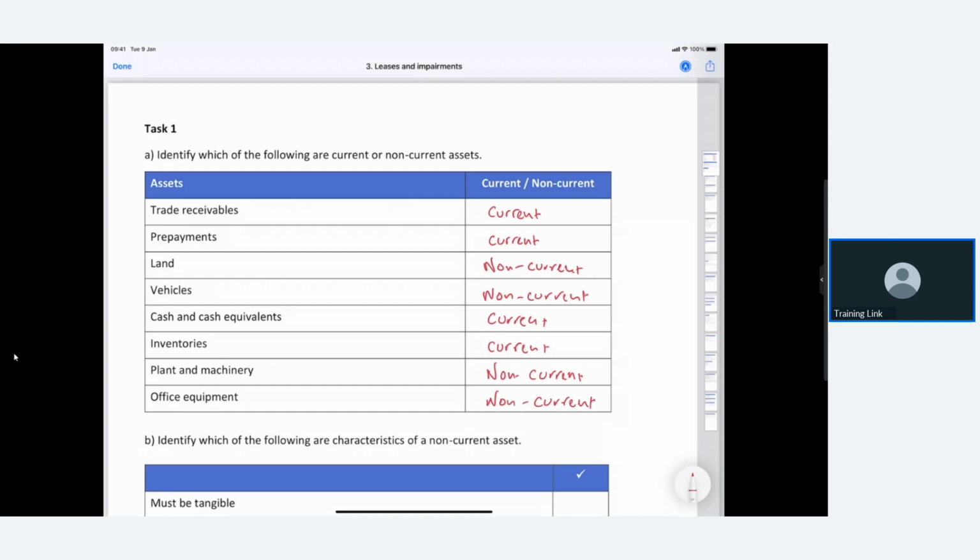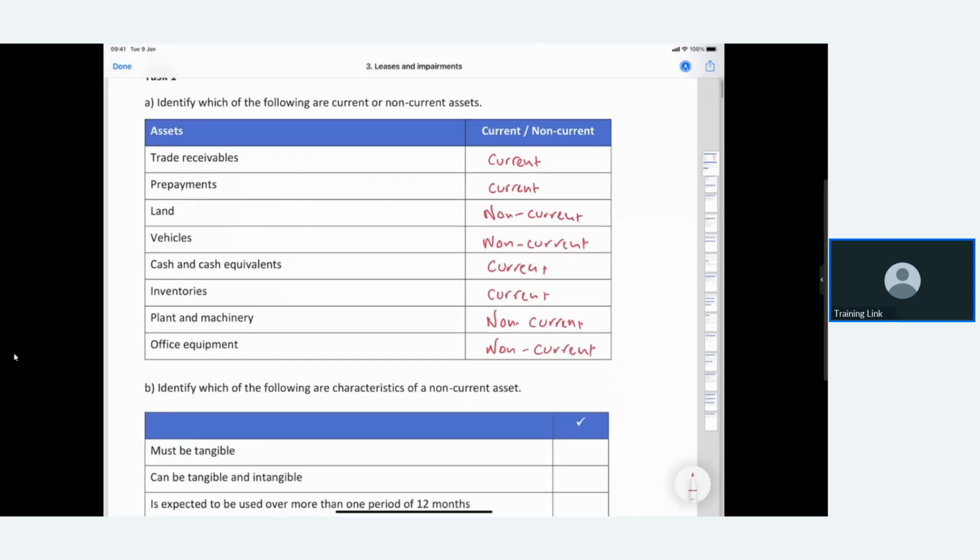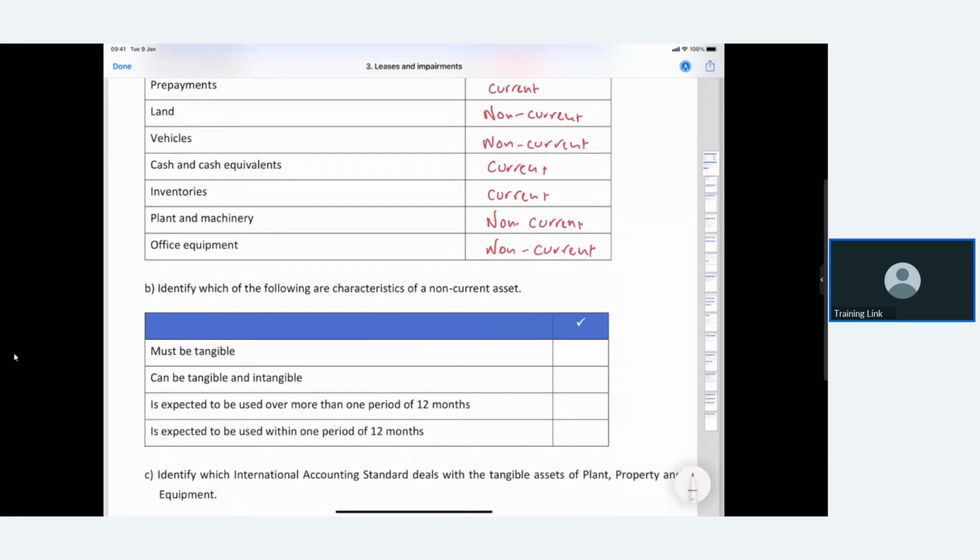A nice one to start you off there. So B, identify which of the following are characteristics of a non-current asset. Must be tangible? Well, we can have intangible assets as well, so that would definitely not be true. They can be tangible and intangible, certainly can.